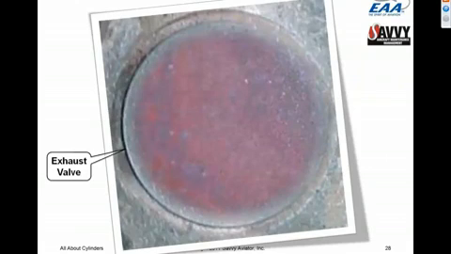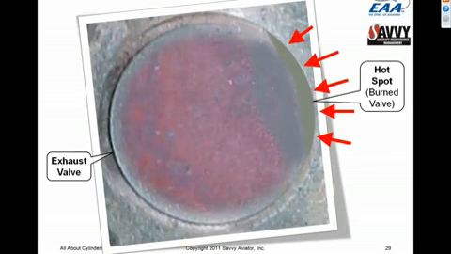Here's another exhaust valve. Again, in pretty good shape. It's got some red exhaust deposits in the center. They get much less towards the edges. The main thing is that this is a symmetrical pattern, and this tells us this valve's in good shape. Symmetry is the key.